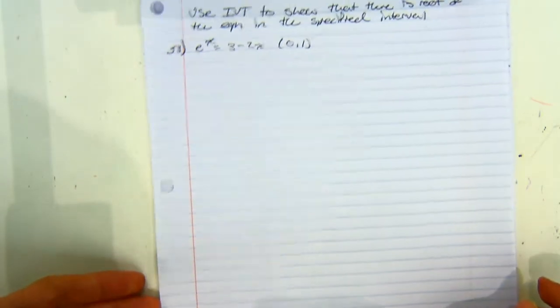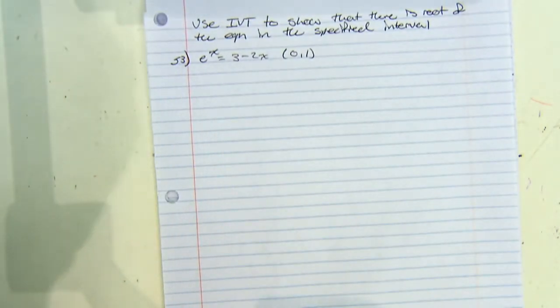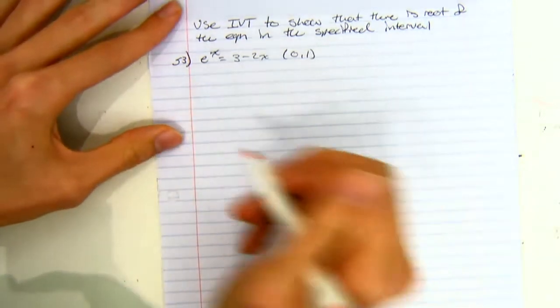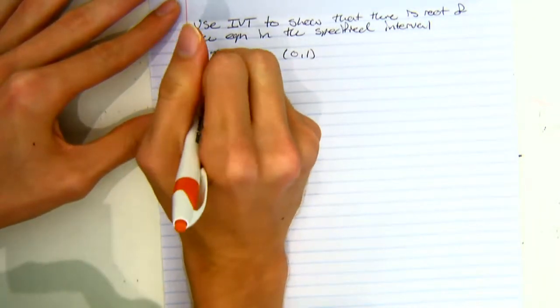All right, so for this problem, sorry. We don't have a y, so we're going to have to make our own. So we move everything to one side and we just equate it to y.